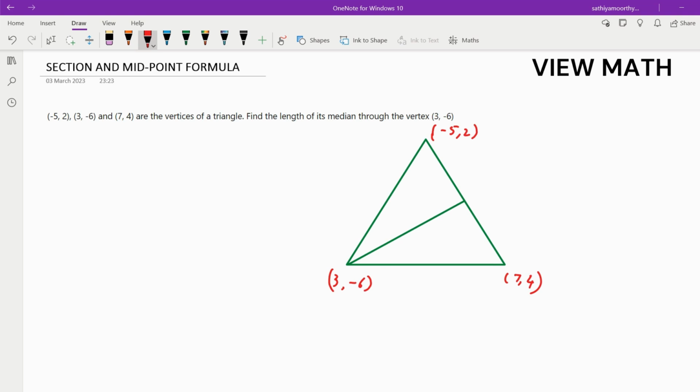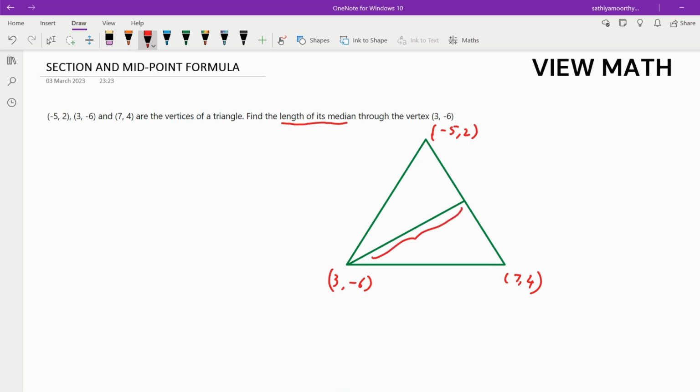They are asking us to find out the length of the median through the vertex 3 comma minus 6. So from this vertex they are drawing a median, and they are asking us to find out the length of the median. This length they are asking us to find out.